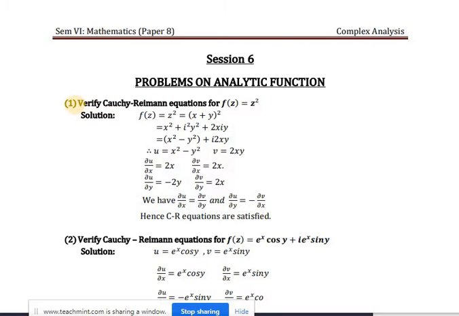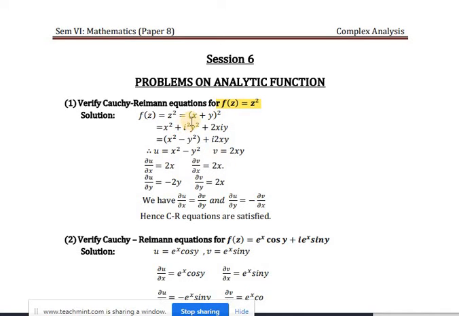First problem, verify the Cauchy-Riemann equation for f of z is equal to z square. Here the given function is f of z is equal to z square, where z is x plus iy. So z square is x plus iy whole square. We get it as x square plus i square y square plus 2xiy.